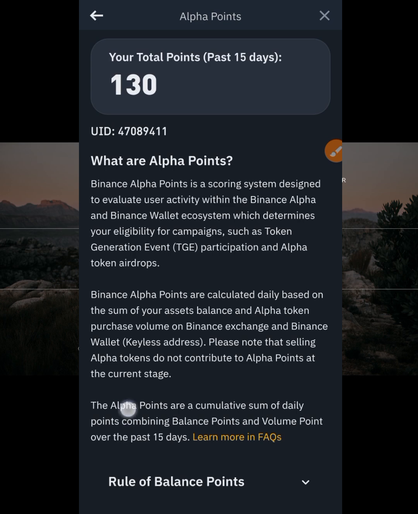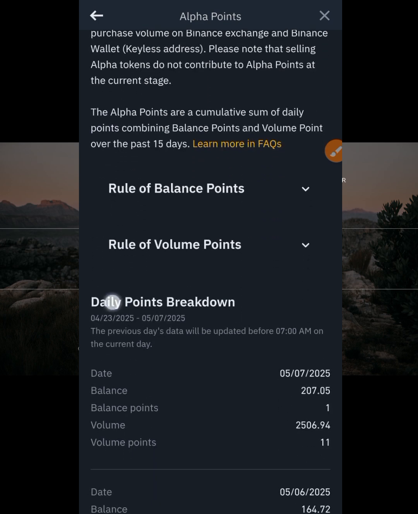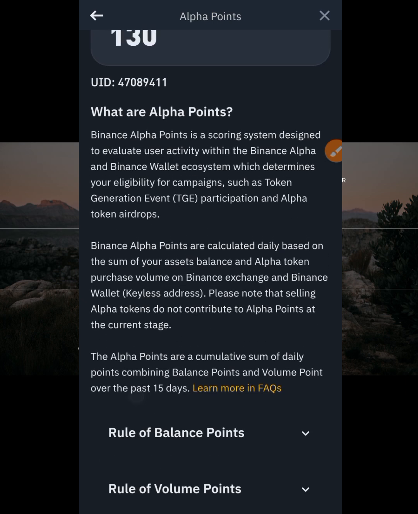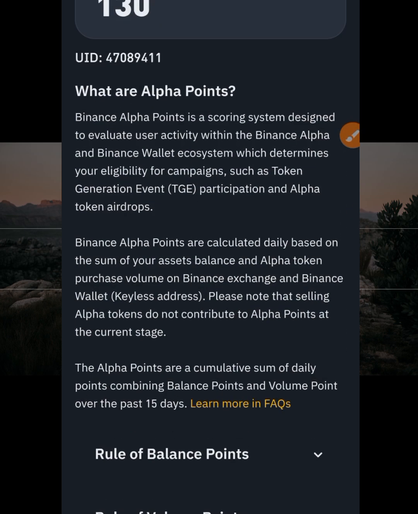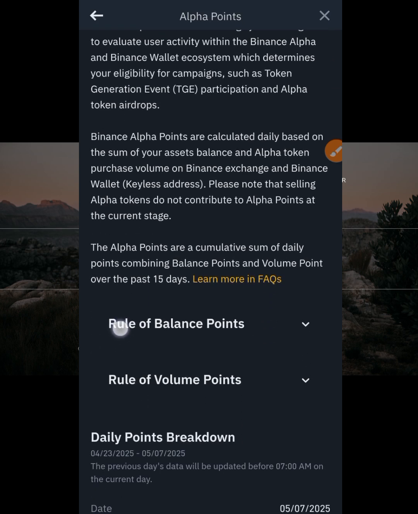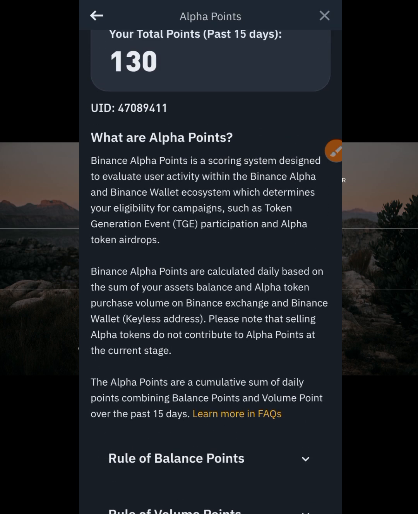The second point you should know is that these points are calculated every 0:00 UTC. By 0:00 UTC, I mean 1 a.m. for Nigeria, though it depends on your country. So if I want to accumulate today's points, please pay attention, I will have to make sure I do my transaction before 1 a.m. Any transaction done from 1 a.m. is considered for the following day.